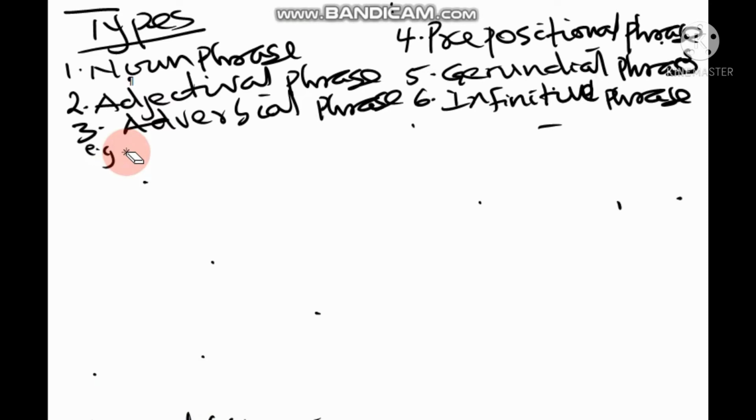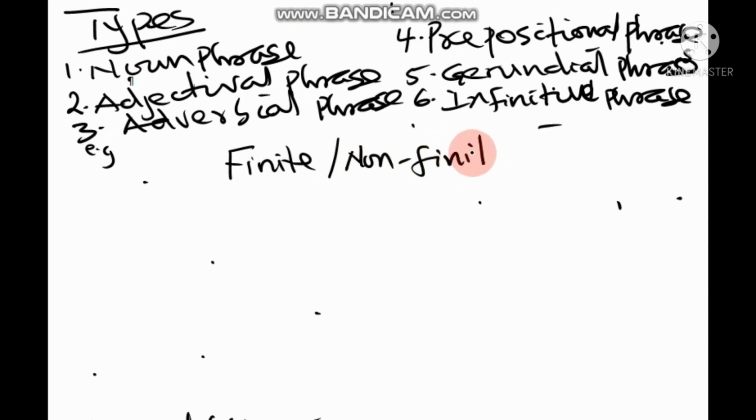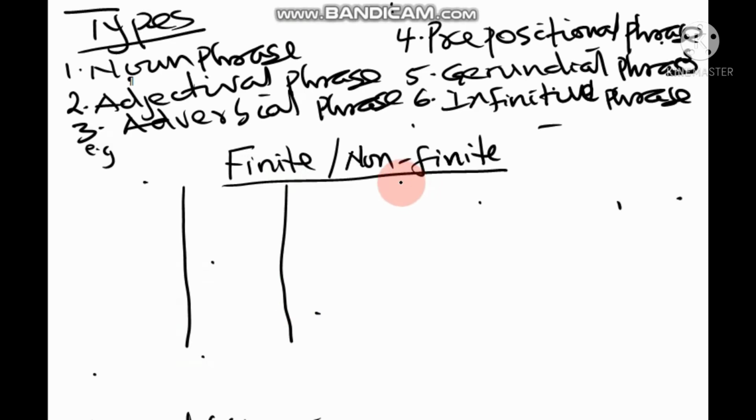So we are going to have a table that will help us understand what they call finite and non-finite verbs. Okay, let us have our table. Let's have present tense singular, present tense plural, past tense, present participle, past participle, and infinitive.